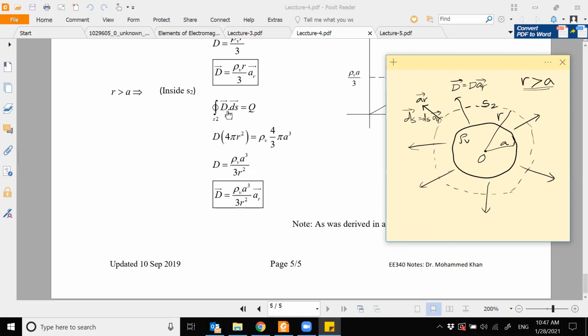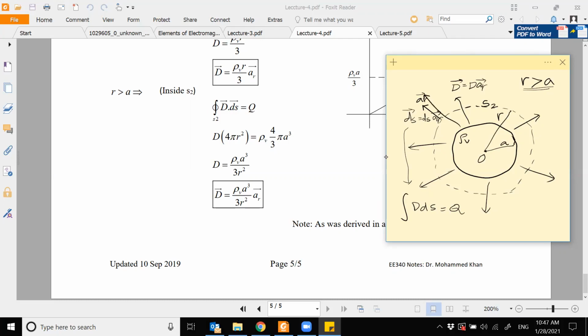Okay, so D bar dot dS bar, the dot product of D bar and dS bar, will become the integral of D multiplied by dS, which is equal to the charge enclosed. Correct? Because D and dS bar, they are parallel.